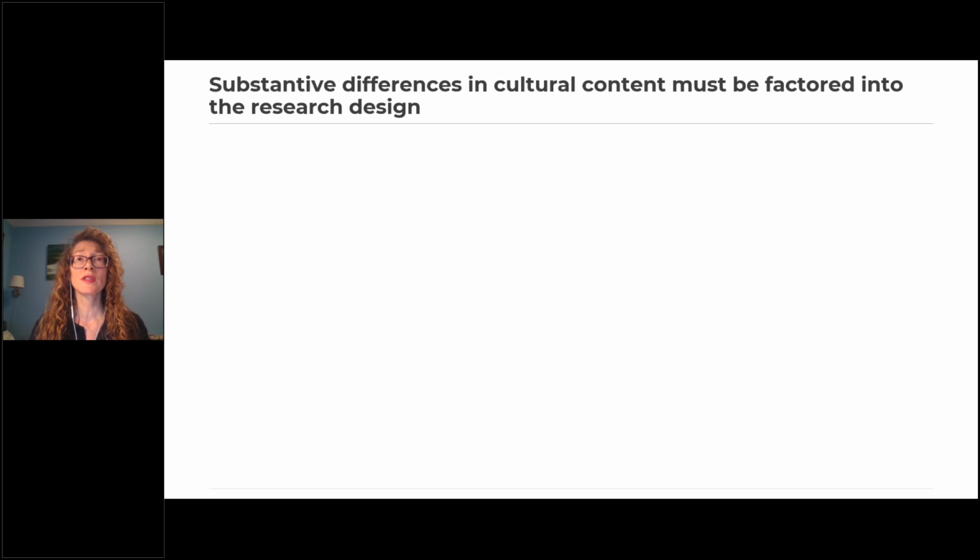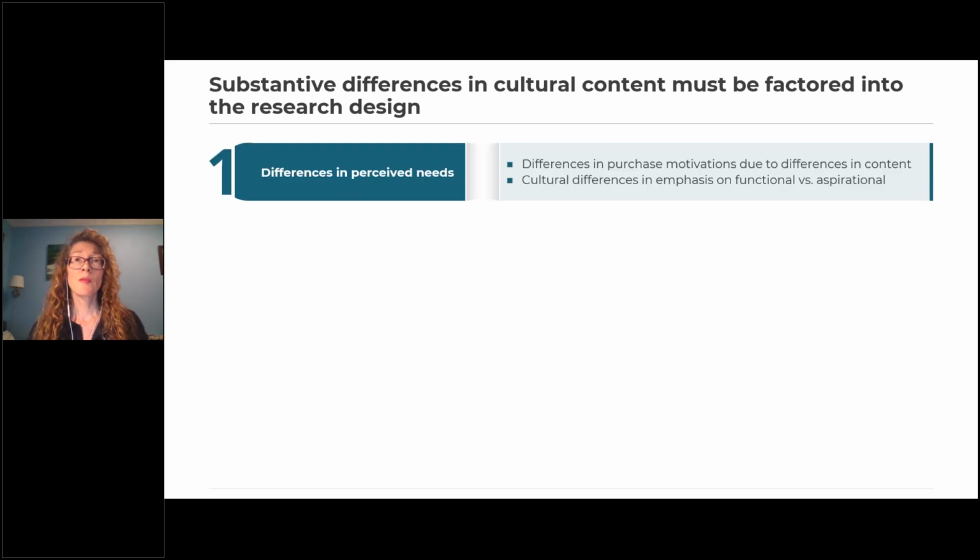When we're thinking about differences in cultural content, some things we need to think about are differences in perceived needs. Sometimes, the actual motivation for purchase is very different in different markets. Whereas in some markets, functionality of a product might be really important, if you think about a smartphone, the idea of having a button or a touch screen or a full screen might make a difference to a consumer, but in other cases, it's simply a question of aspiration.